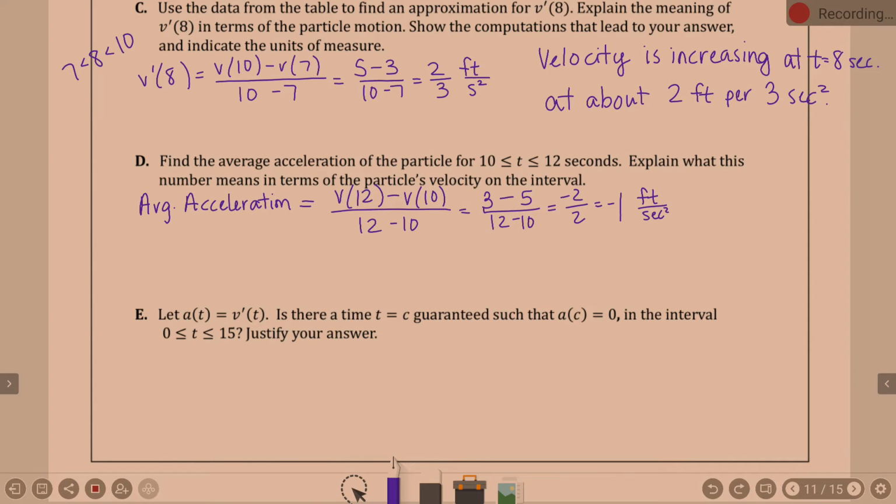And what does this mean in terms of the particle's velocity? Slowing down. Velocity is decreasing, right? Velocity is decreasing at a rate of, well, I don't have to say negative here because I already said decreasing. So 1 foot per second squared.